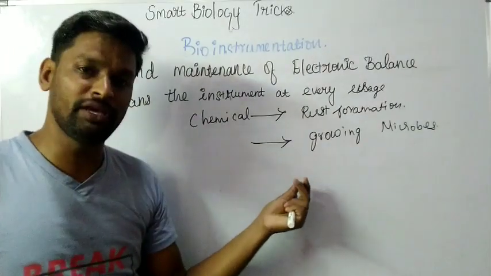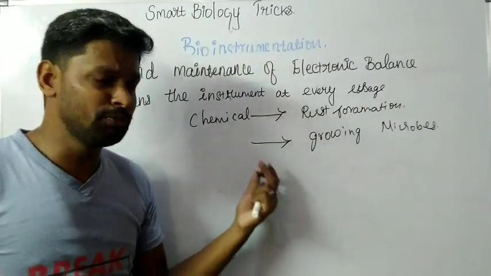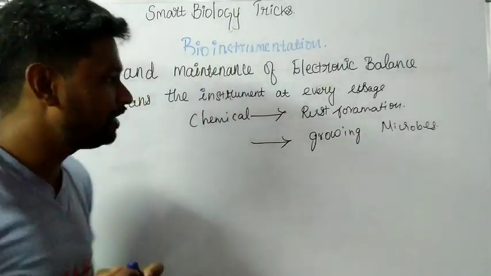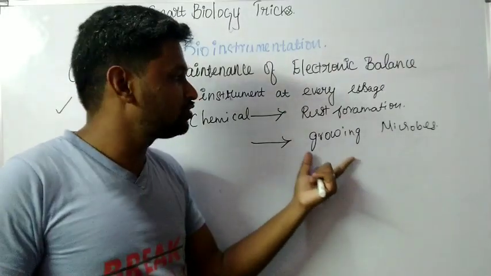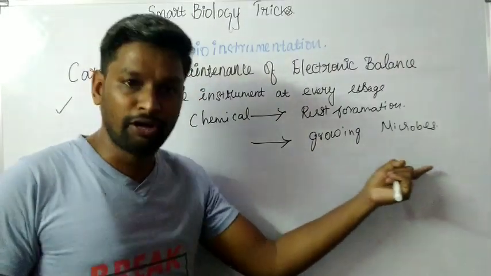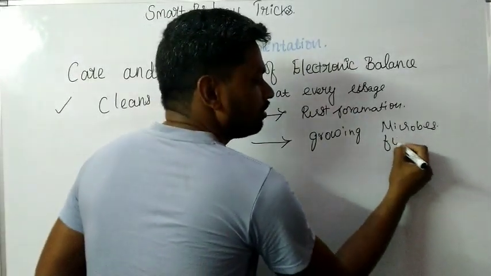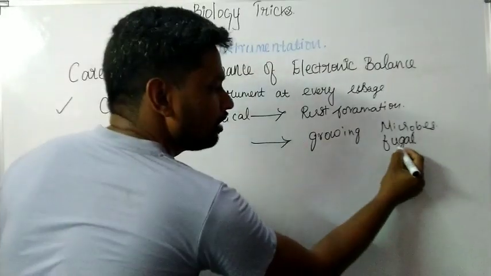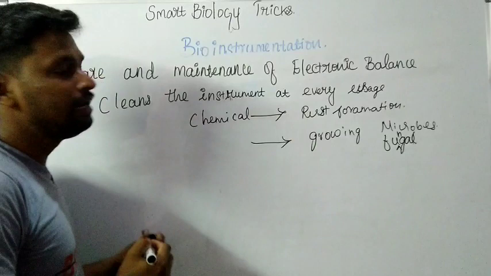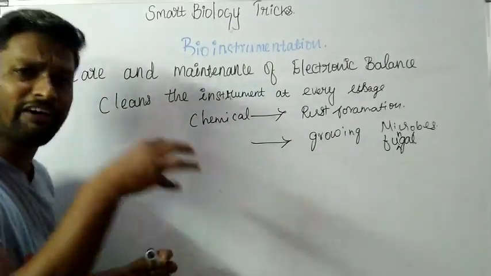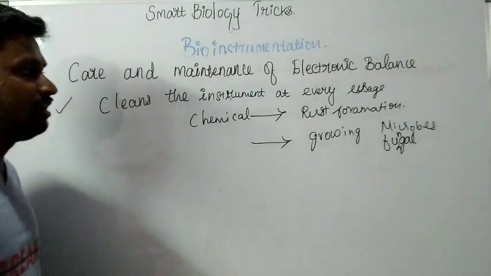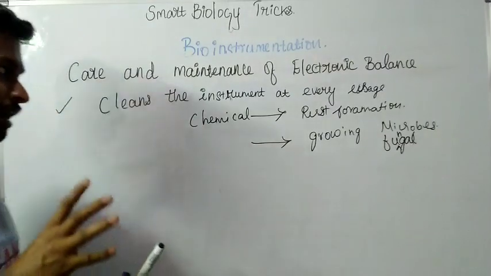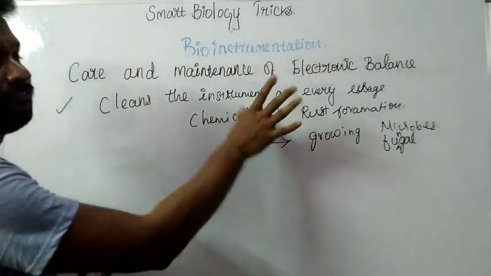You may measure some growth hormones or growth media. If the growth media is spilled in the instrument, there is a chance of growing microbes, maybe pathogenic organisms, or most probably fungi. If fungus grows in this instrument, it will lead to spoilage of the instrument, affect its accuracy, and destroy its cleanliness. So for that purpose, we should clean the instrument at every usage.